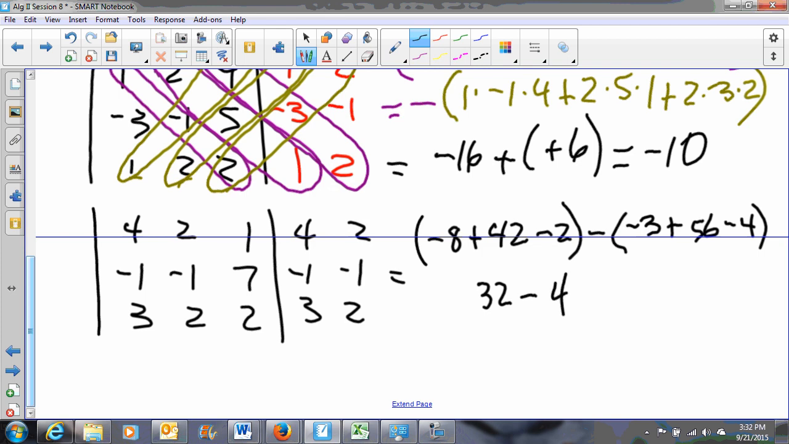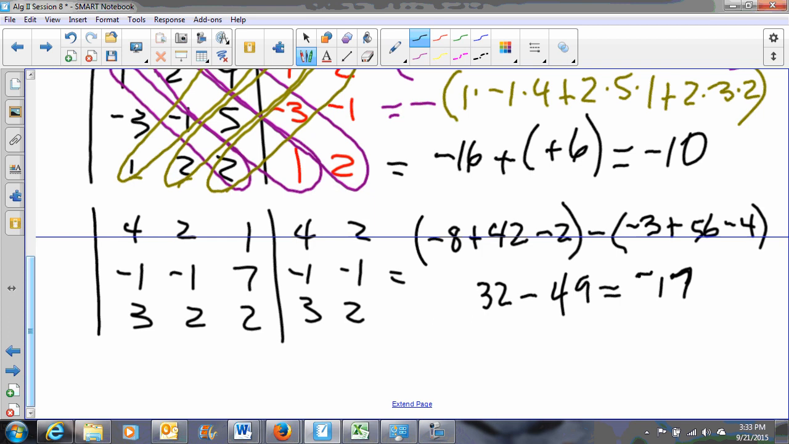So we have 32 minus 49, which gives us negative 17, I believe. So the value of the determinant here would be negative 17. Now, I haven't really checked these on the calculator. I certainly hope I'm not making any silly mistakes, but that would be how you evaluate determinants.